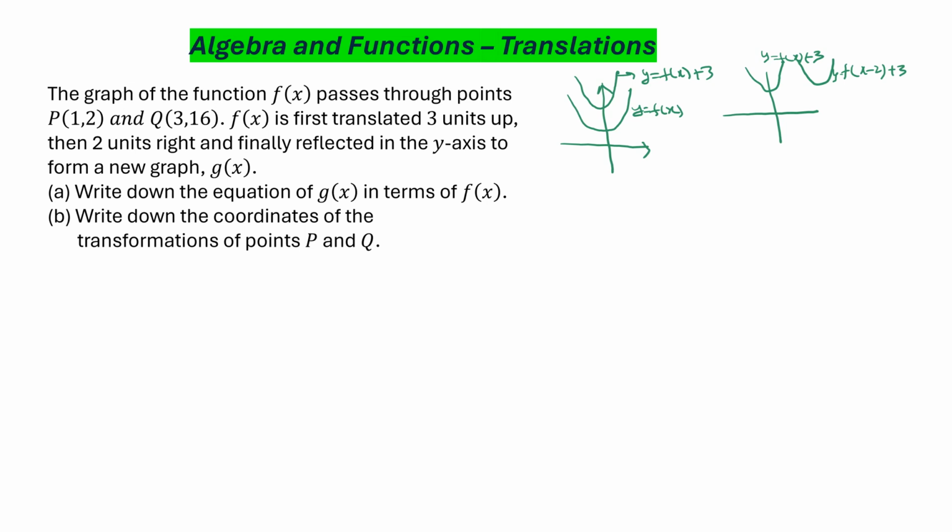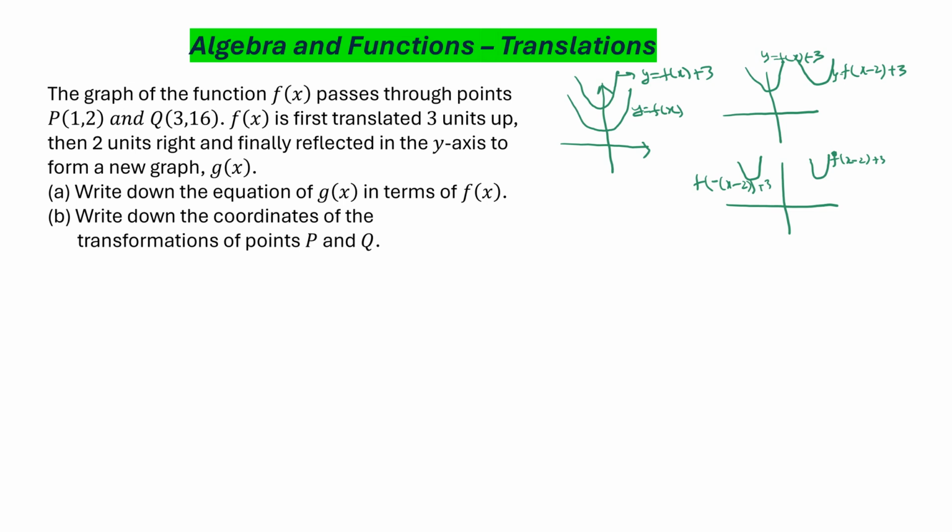And then this graph is reflected in the y-axis. So if I have the graph here, reflected in the y-axis, it would be here. So this is f(x minus 2) plus 3, and the reflection in the y-axis would be f(minus x minus 2) plus 3. So I wrote it down.